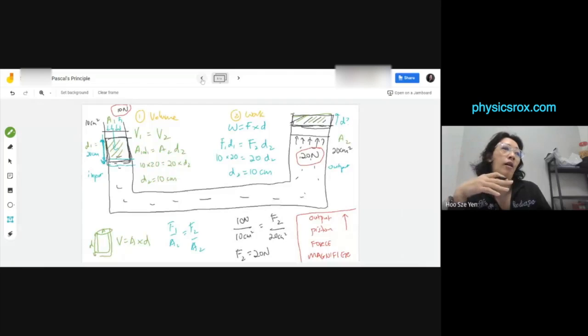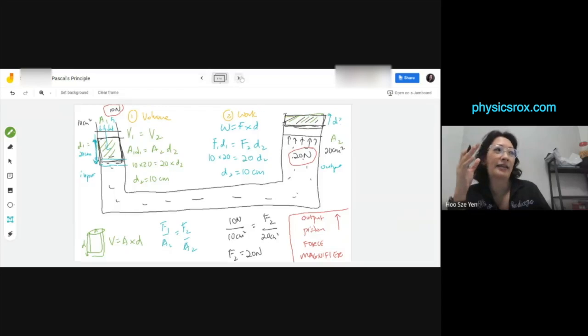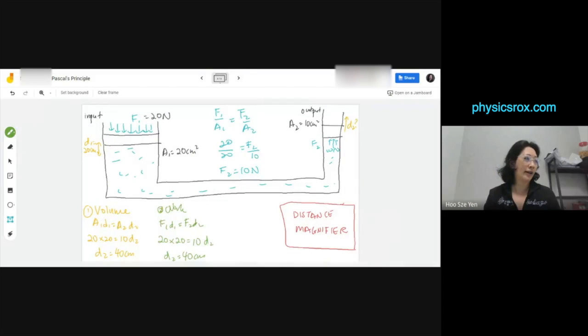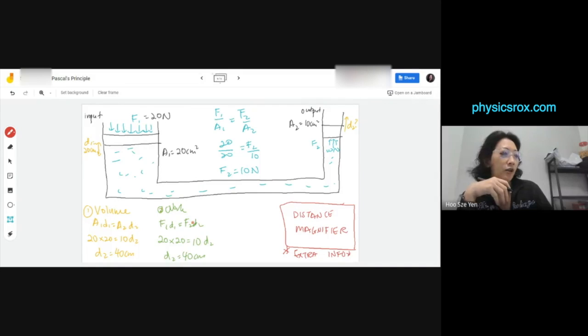Focus more on the smaller input piston, larger output piston. That means slides 1 to 5. Okay, slide 6 is extra information. So I'm going to write here, this is extra information. So with this, actually, we have concluded learning Pascal's principle, the theory part. You definitely need to do questions.